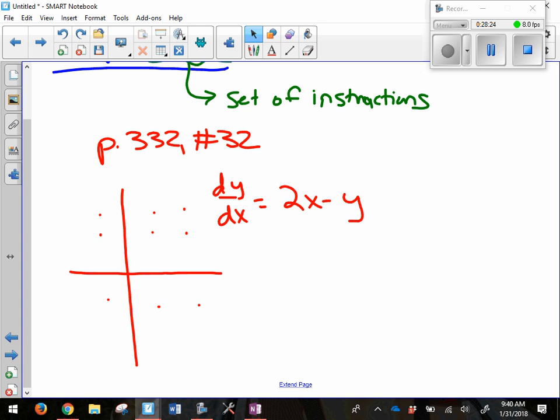So for instance, here at the origin at 0, 0, what's my slope? 0, right? So I make a tiny little horizontal line. What's my slope going to be at 1, 1? 1. Okay, so we'll work with this again tomorrow.